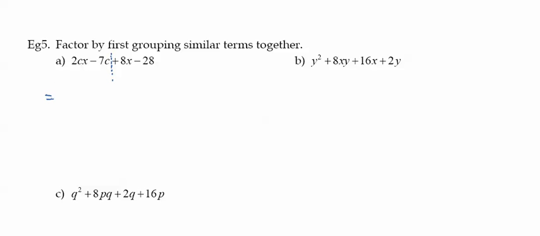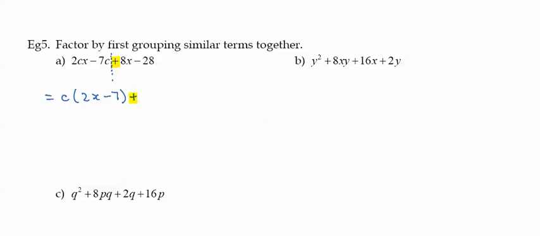Do we have any GCF from the first group? That's the only thing in common. We will take it out, leaving us 2x minus 7. Then for the second, well, there is a plus in the middle, so I will have a plus.